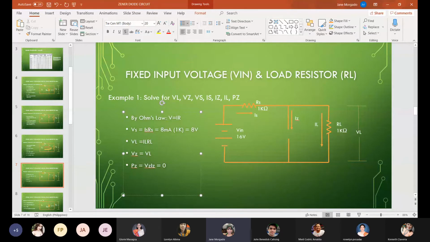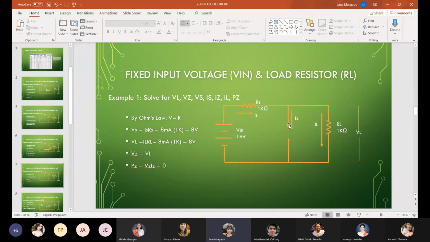Okay. So of course, same here. IS is equal to IL. So this is also 8 milliampere times 1K. So we have 8 volts also. Tama ba? Tama ba, class?